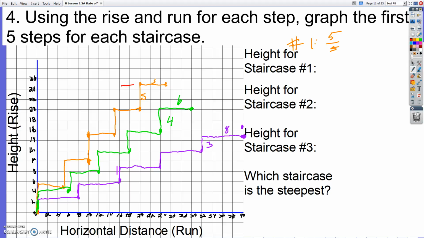So on my first one, it was actually 25. So that's how much we went up by. My green one, which was my third staircase, it is all the way up to 20. And my most shallow staircase, which is the one in purple, it only went up 15. So out of all my staircases, I want you to see that staircase number 1 was the steepest.